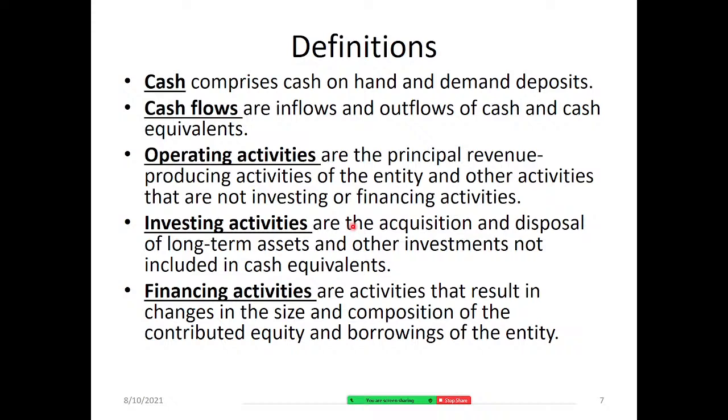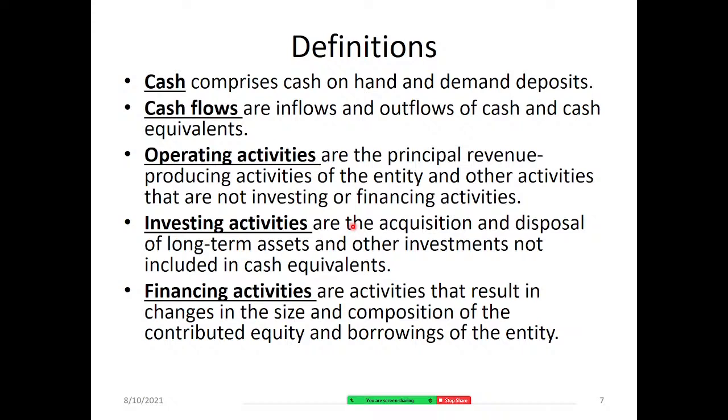Now we look at some definitions quoted in LKAS 7. First, the cash. What is cash? So cash comprises the cash on hand and demand deposits, the amount of money in their hand, hard currency, right? And demand deposits, the account balance available in the current account. That's hard currency. Very highly liquid assets.